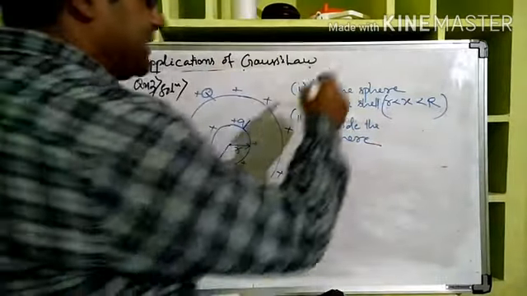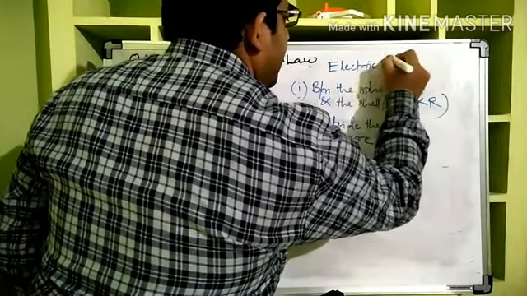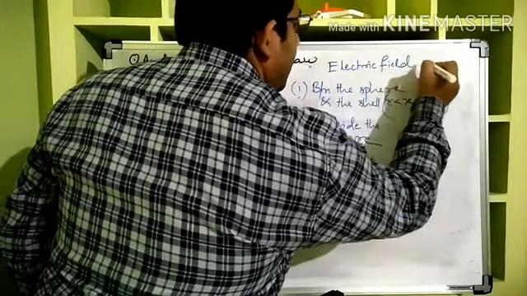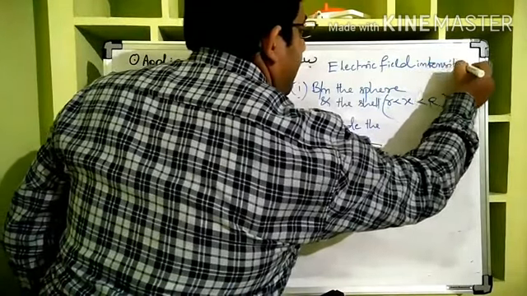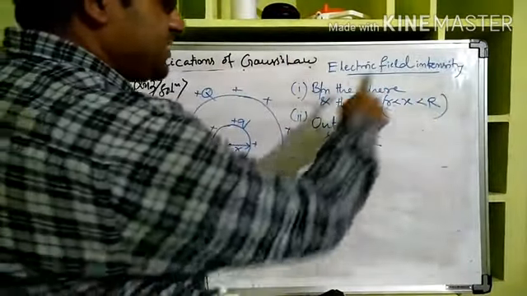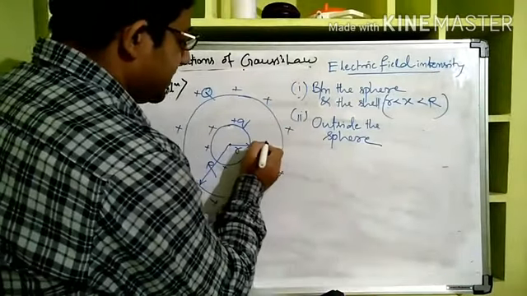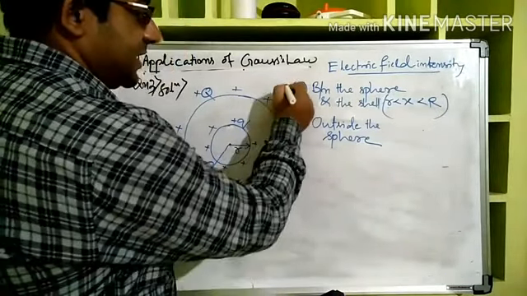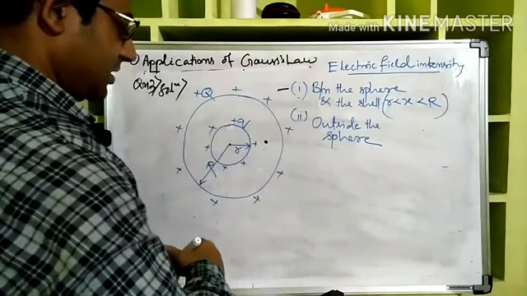So we will calculate electric field intensity at any point P between the sphere and the shell once. So P is somewhere here. For the first bit, this one we are taking up, okay? This one we are taking up.